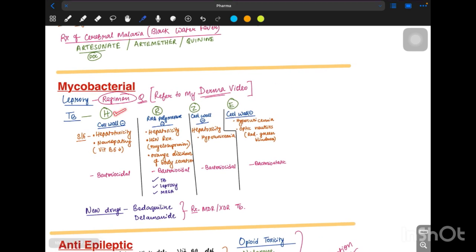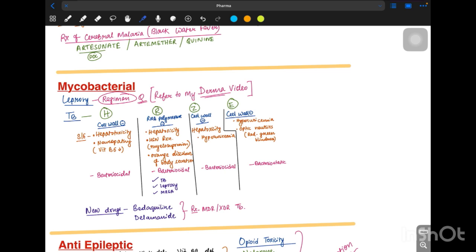First one is isoniazid. This is a cell wall inhibitor. Rifampicin, also isoniazid, pyrazinamide and ethambutol, all are cell wall inhibitors. Only rifampicin is an RNA polymerase inhibitor. So you have to remember this. Now, what are the side effects of isoniazid? It causes hepatotoxicity. Hepatotoxicity is a common side effect of all the 3 drugs. Also, isoniazid causes neuropathy because it causes vitamin B6 deficiency.